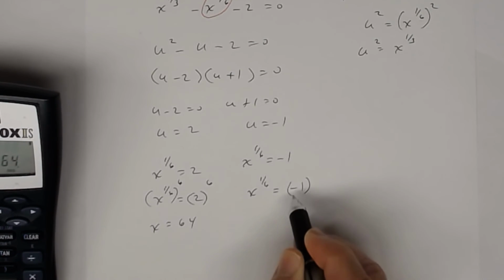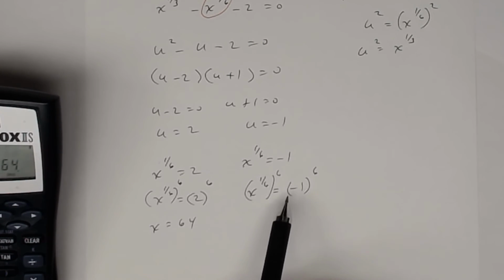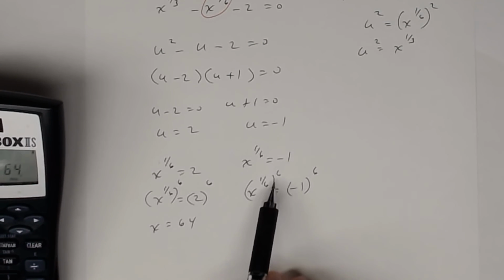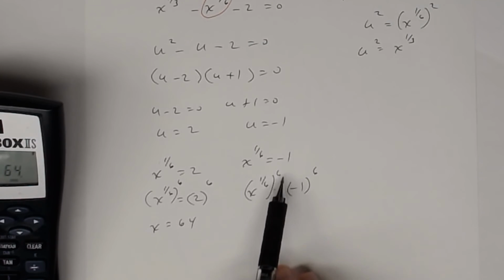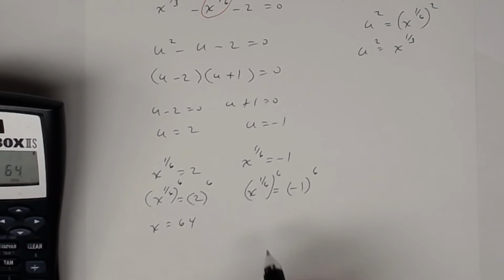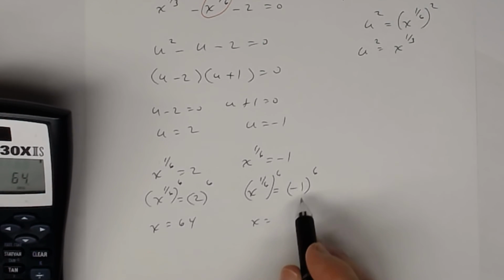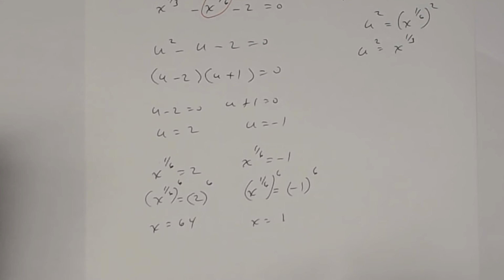Over here, let me go ahead and rewrite this over. Doing the same thing, raise both sides to a power that will make this product 1. So the reciprocal of 1/6 is 6. So we're going to raise both sides to the 6th power. 1/6 times 6 is 1. So I got x to be, and negative 1 raised to the 6th power is a positive 1.